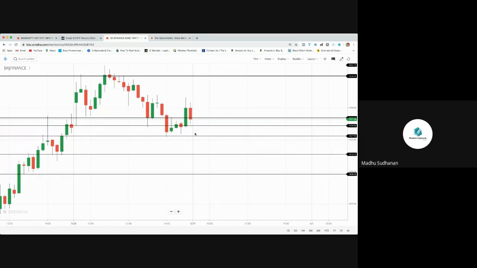So if you're going for a short sell position and the price moves up above a particular level, you will exit it automatically. Your trade will be closed automatically. So that's what we call a stop loss. The people who lose a lot of money in the markets are the people who trade without stop loss.